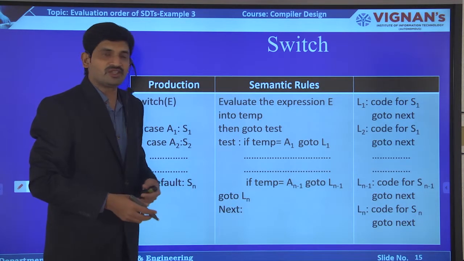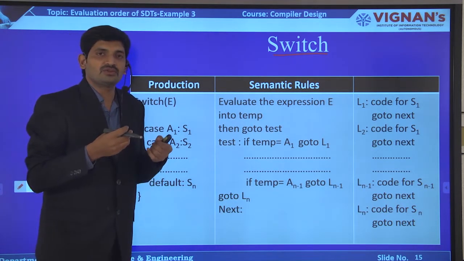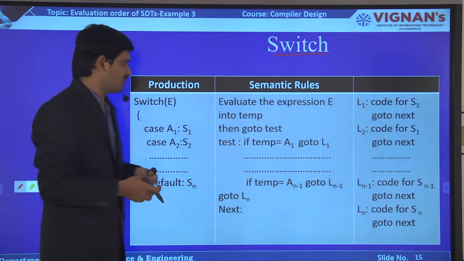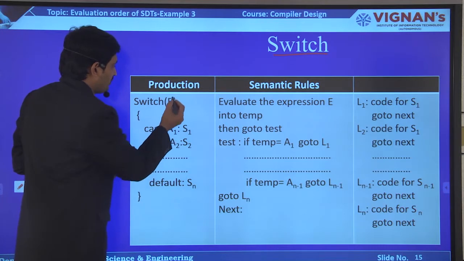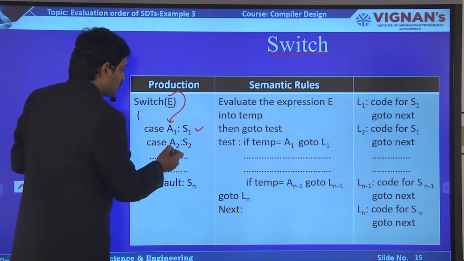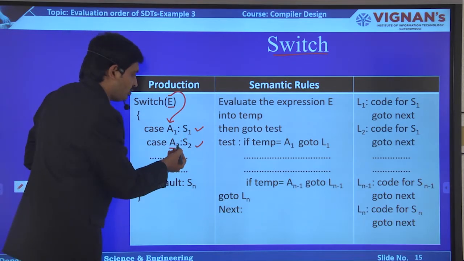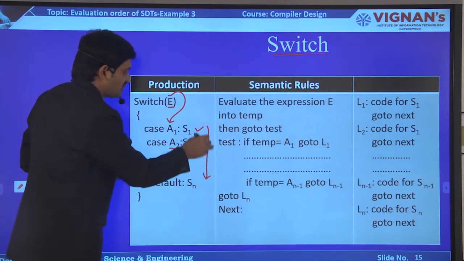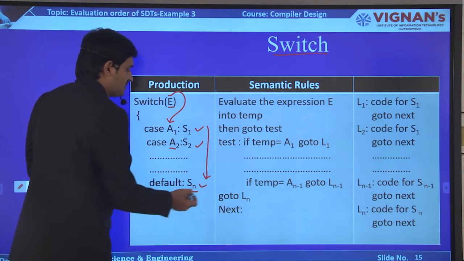Now we are going to discuss the switch statement. So what is switch? If we have n number of choices, we have to design this switch statement. So switch E means some expression and some cases are there. If E points to A1, I am going to execute S1. If it points to A2, I am going to execute S2. S1, S2 are nothing but the statements, and A1, A2 are the various case numbers. After that, if all the cases are skipped, then I am going to execute the default statement SN.